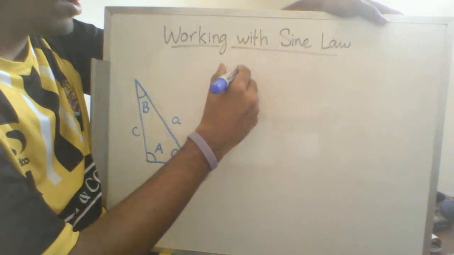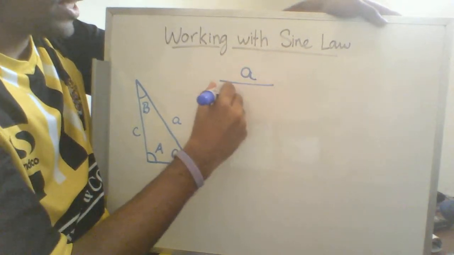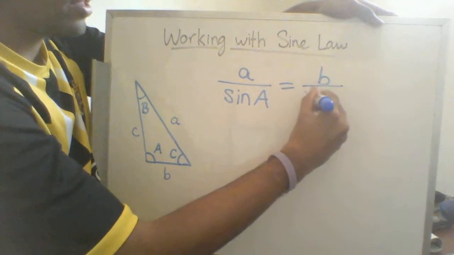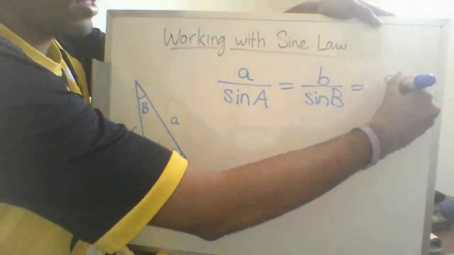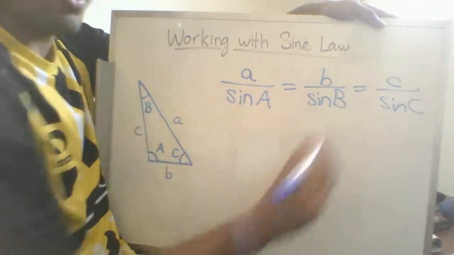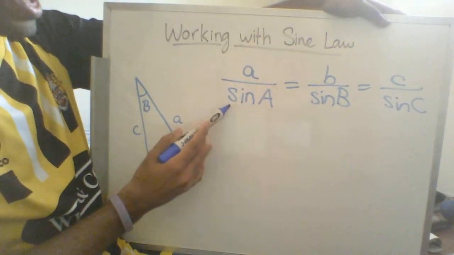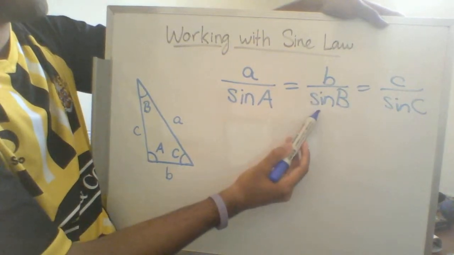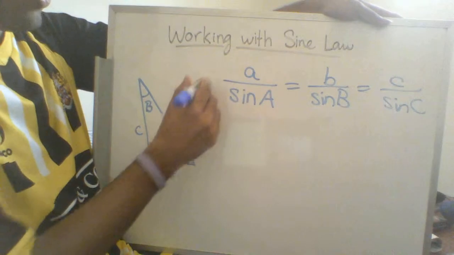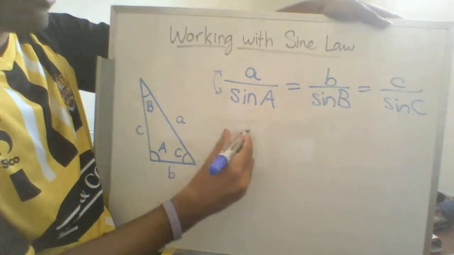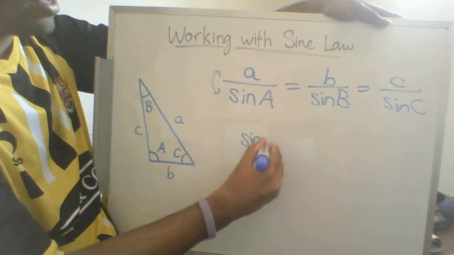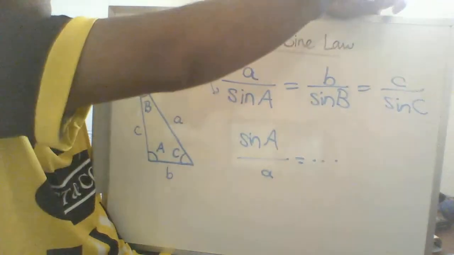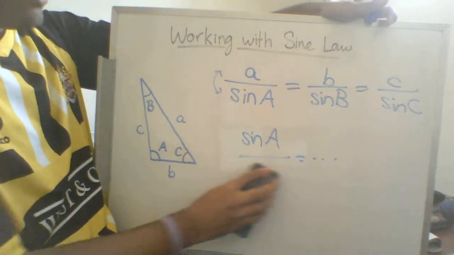Just in case you've forgotten, you can write sine law like this: side A divided by sine of the angle A is equal to the length of side B divided by sine of the angle B, and so on for C. Or you can flip this around for every term and write it as sine A over the angle A, and so on. Same for B and same for C. This is the formula that you will use.